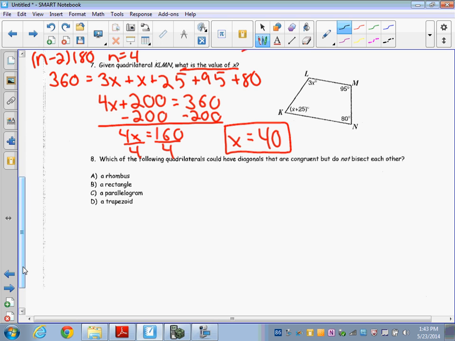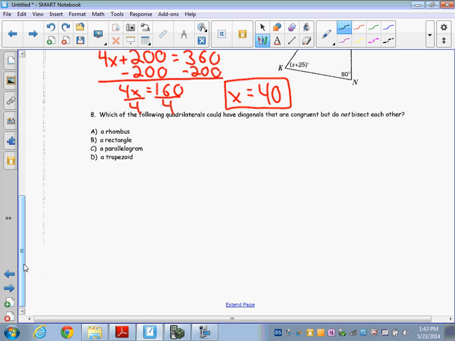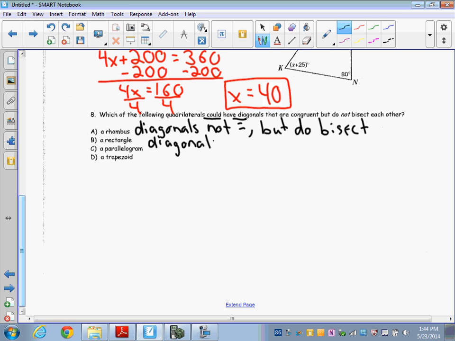The last one is one that really doesn't have a true answer. It says, which of the following quadrilaterals could have diagonals that are congruent? I guess it would be because it says could. Could have diagonals that are congruent, but do not bisect each other. So in a rhombus, diagonals are not congruent unless it's a square, but they do bisect. A rectangle, diagonals are congruent and they do bisect.